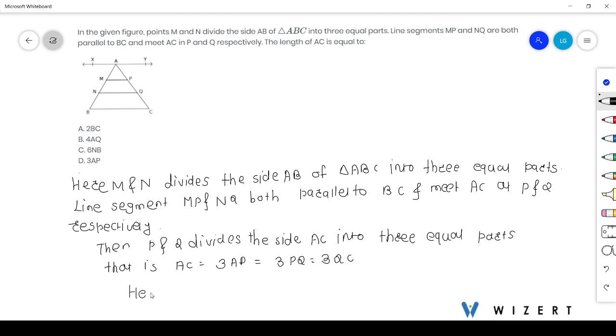Hence, AC equals 3AP. So, our correct option is option D.